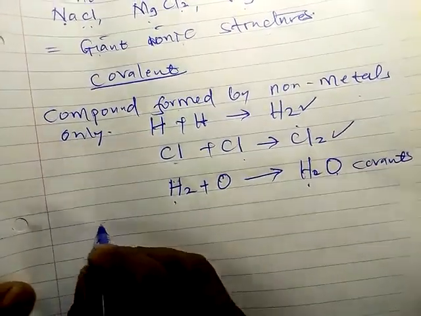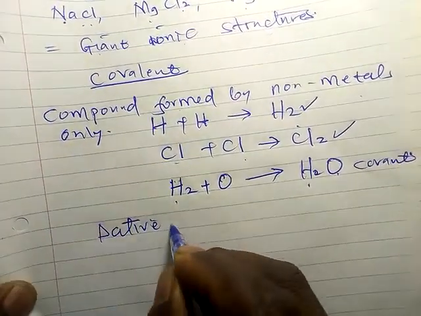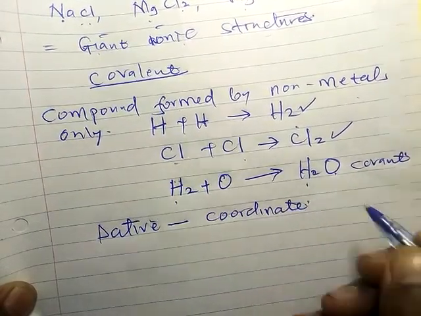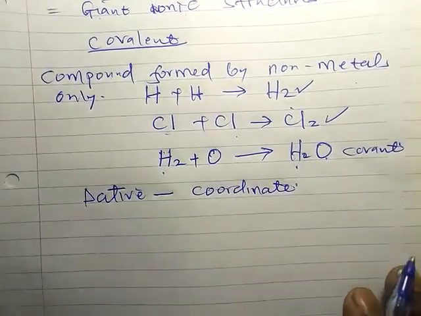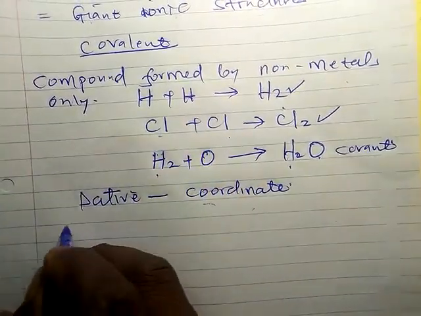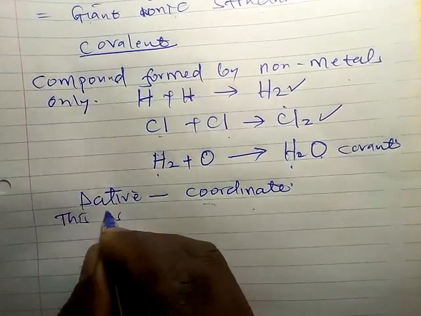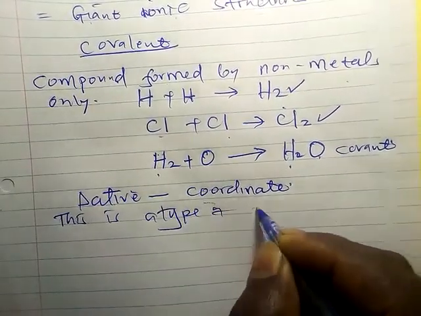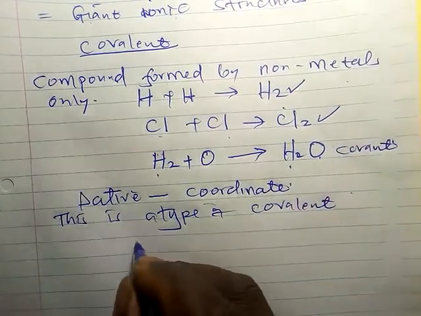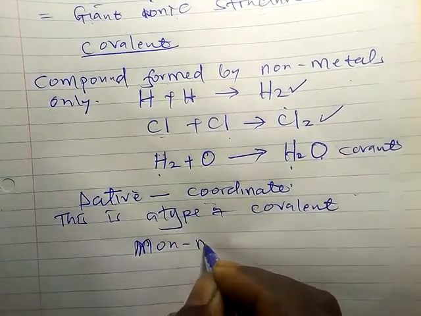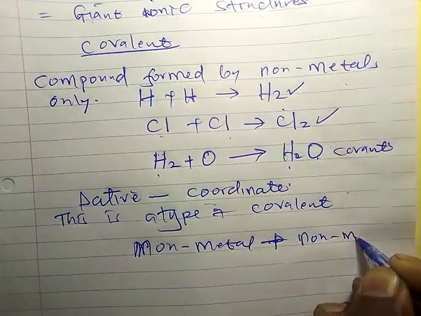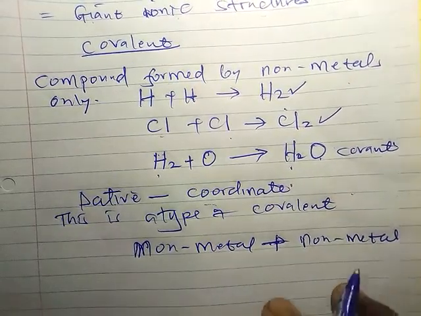So let us talk about dative. Dative is also called coordinate bonding. Like we defined, coordinate bonding or dative bonding is a type of covalent bonding. So if it is a type of covalent bond, it is a bond between a non-metal and a non-metal. So you should also know, but what is now the difference?